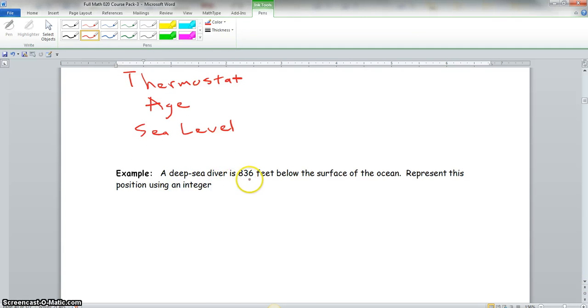Okay, it says example. A deep sea diver is 836 feet below the surface of the ocean. Represent this position using an integer. I know it says ocean, but we're going to assume that it is sea level. So if it's 836 feet below the surface of the ocean or sea level, it'll be negative 836 feet. And that will be our answer.